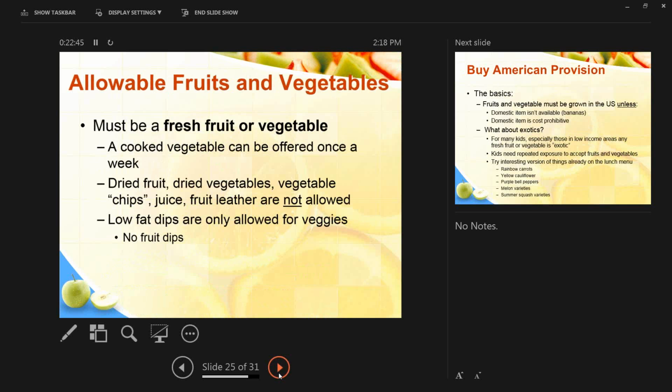So in thinking about allowable fruits and vegetables, it must be a fresh fruit or vegetable, and the exception to that is that a cooked vegetable can be offered once a week. So items like dried fruit, dried vegetables, fruit or vegetable chips, juice, or fruit leather are not allowed. We want those fresh fruit or vegetable offerings. And low-fat dips are only allowed to be served with the veggies. So no dips are allowed with the fruit.